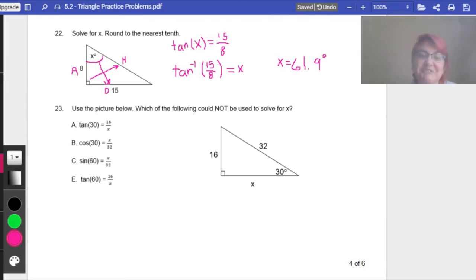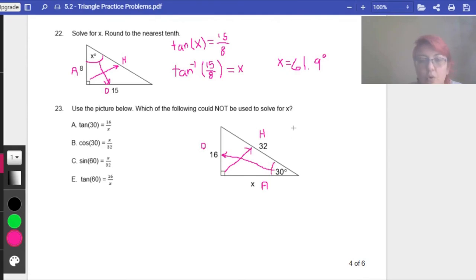All right, last one for today. Using this picture, which could we not use to solve for x? All right, we got to label it, guys. Here is my hypotenuse. Here is my opposite, and here is my adjacent.